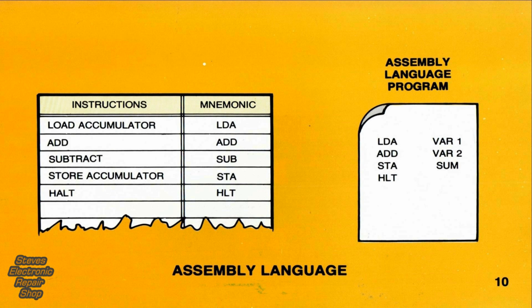Another big advantage of assembly language is that we can use symbolic addresses. Notice the use of terms such as VAR1 and VAR2 that represent the two variable numbers we want to add. There's no need for the programmer to assign specific memory addresses for each variable. The computer does it for us.